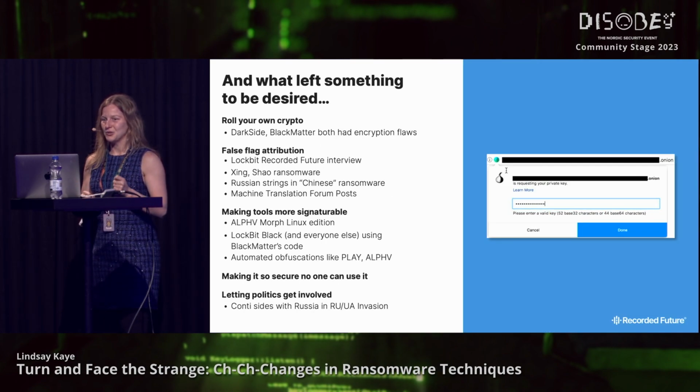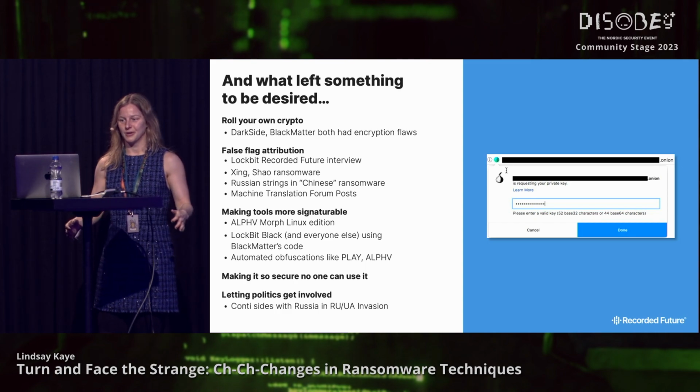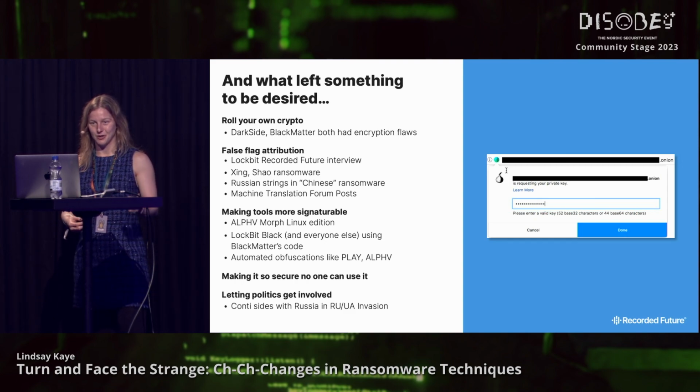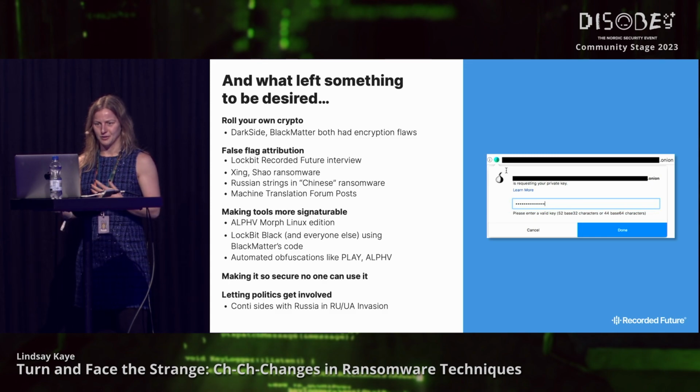However, some of the innovations we saw really never took off and left something to be desired. So we always say, as developers, don't roll your own crypto. DarkSide and Black Matter both learned that the hard way when they had encryption flaws. A lot of threat actors seem to want to do some sort of false flag attribution, which we'll talk about, and they don't always succeed in doing so.